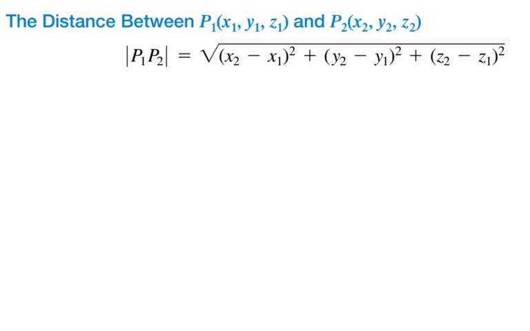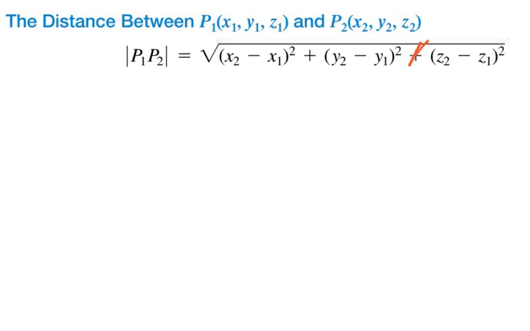We've got these bars, and moving forward, because we're going to be talking a lot about vectors, these bars mean magnitude. Magnitude is the same as length or distance. So the magnitude from P1 to P2 equals the square root of the difference of my x's squared, plus the difference of my y values squared, plus the difference of my z values squared.